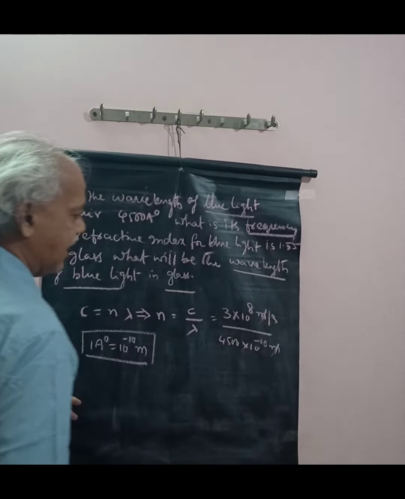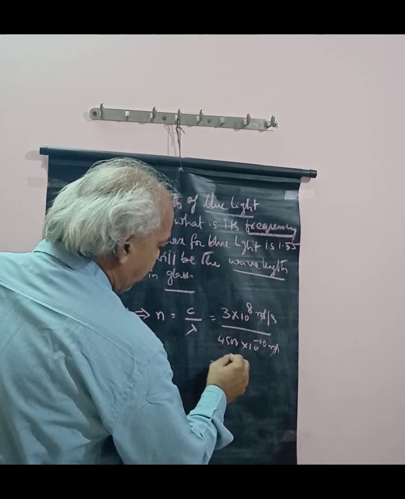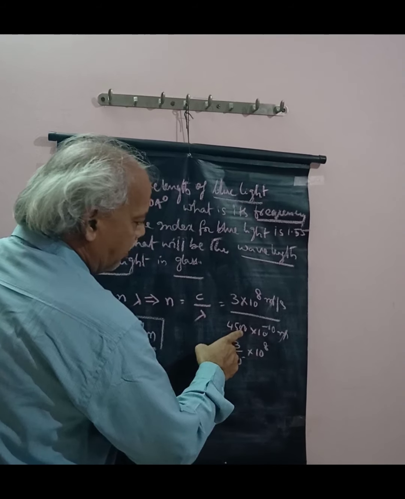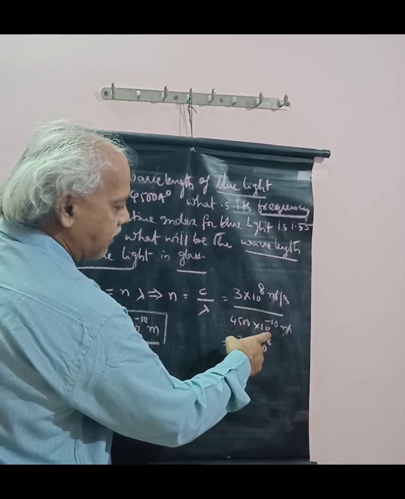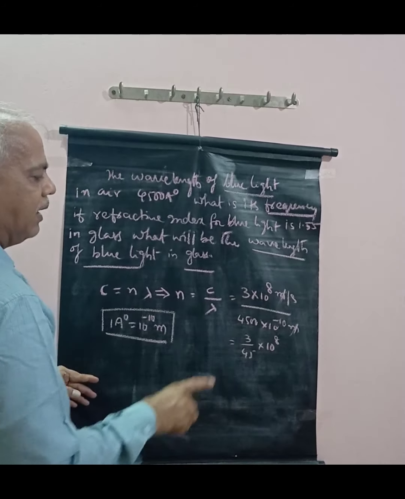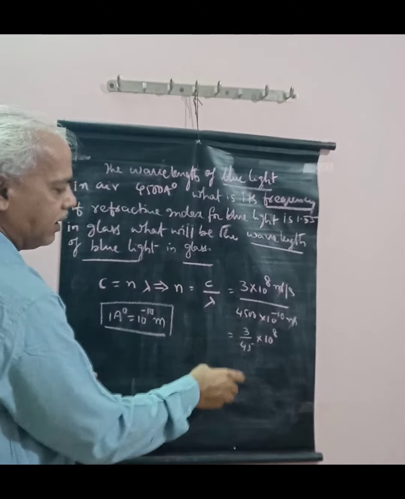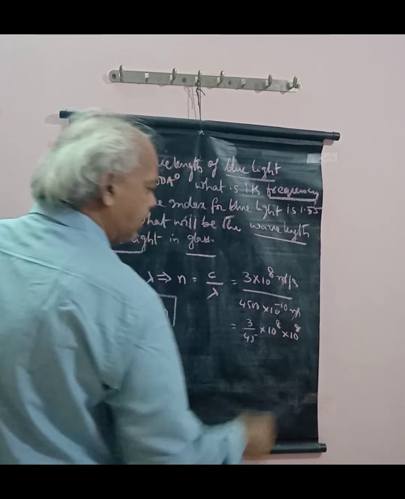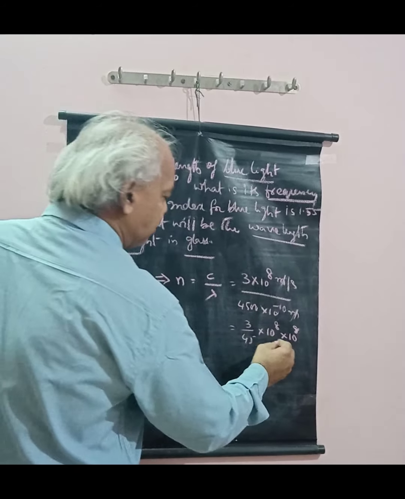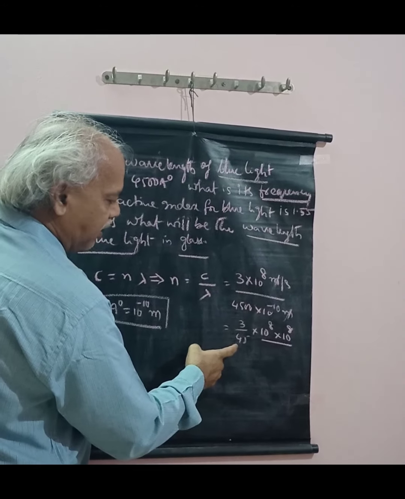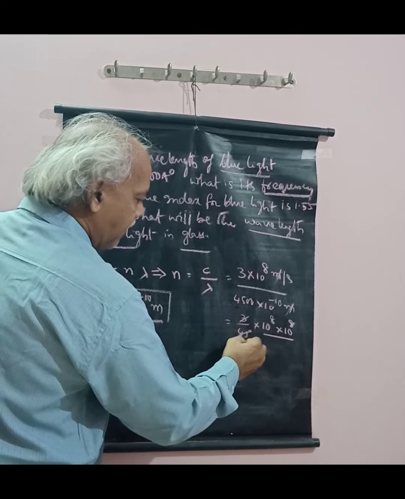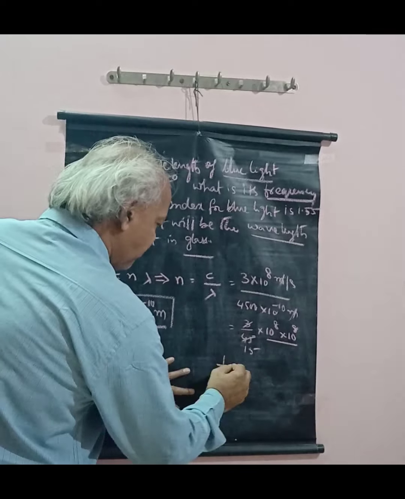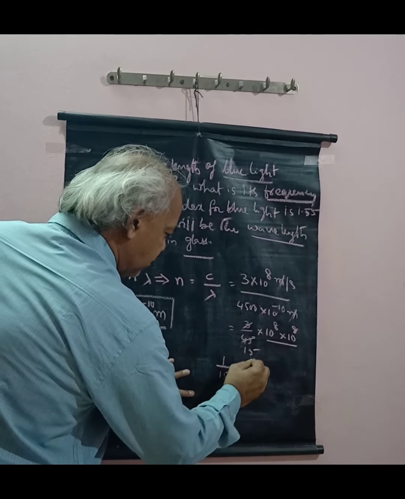The meters cancel, and we get 3 by 45 into 10 power 8. Here 4500 is 45 into 10 power 2, and this is 10 power minus 10, so 10 power minus 8 in the denominator. When it moves to the numerator, it becomes 10 power 8 plus 8, that is 10 power 16. And 3 by 45 means 1 by 15. So it is 1 by 15 into 10 power 16.